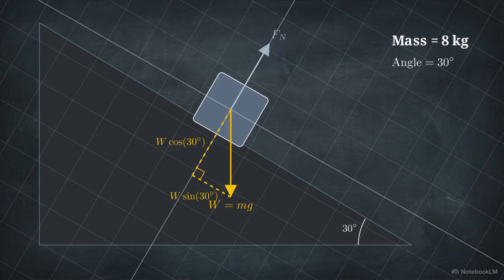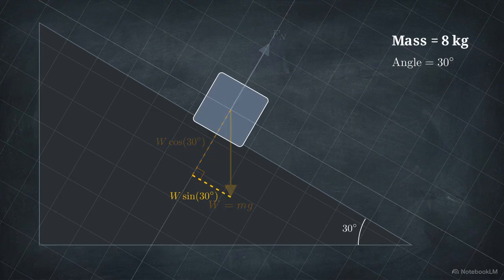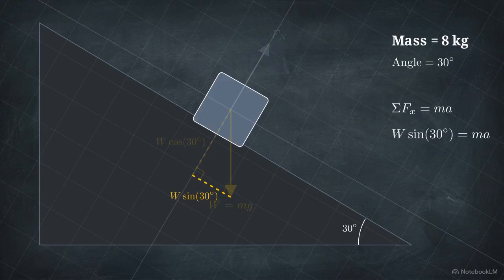Focus on the x-axis parallel to the slope. Using Newton's second law, pause the video and try to solve for the crate's acceleration. On the x-axis, the only force is the component of weight pulling down the slope, w sine 30. When we plug in our values, 8 kilograms times gravity times the sine of 30, and divide by the mass, we get an acceleration of 4.9 meters per second squared.